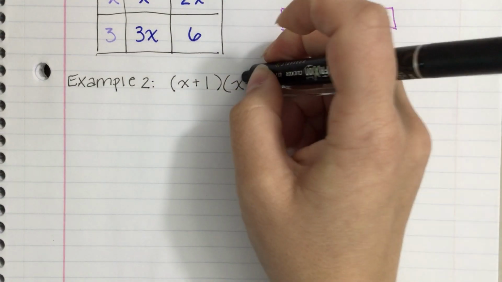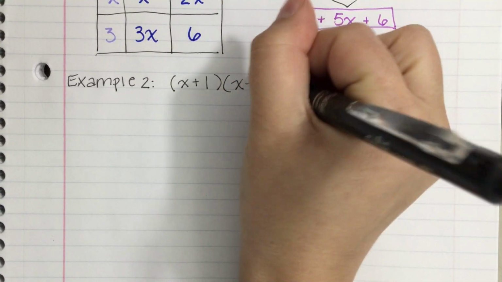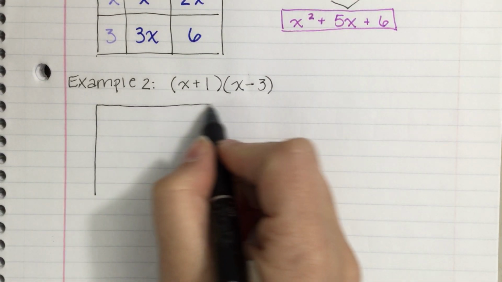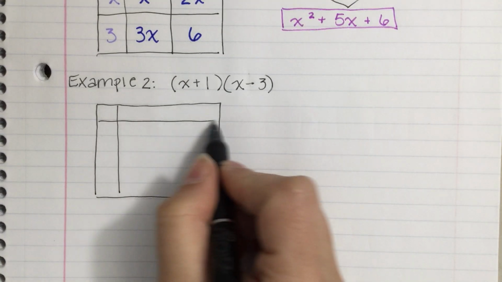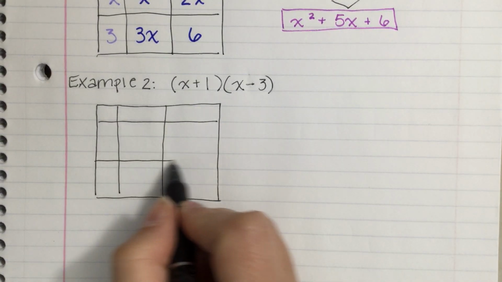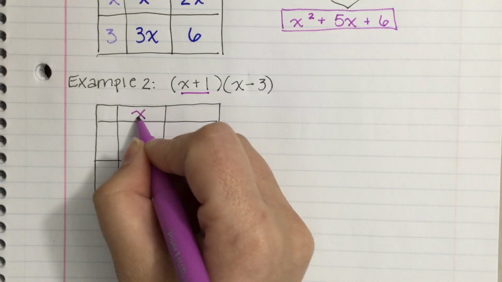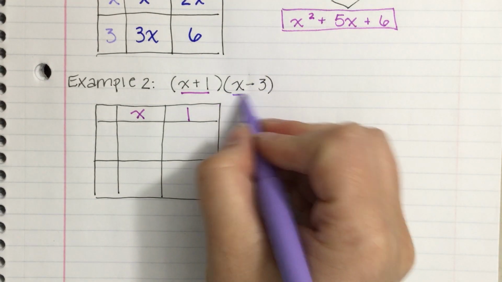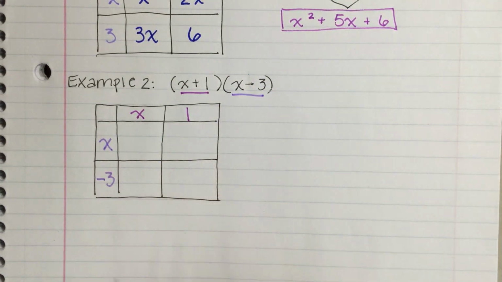Oops, it's supposed to be a negative. Okay, so again, I will draw my Punnett square. And I'm going to put my first expression in. I have x and positive 1. And my second expression, which is x, and it says minus 3, so I'm going to turn that into a negative 3 in my box.